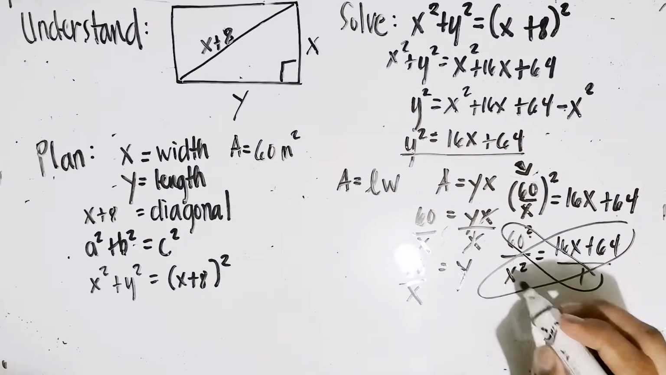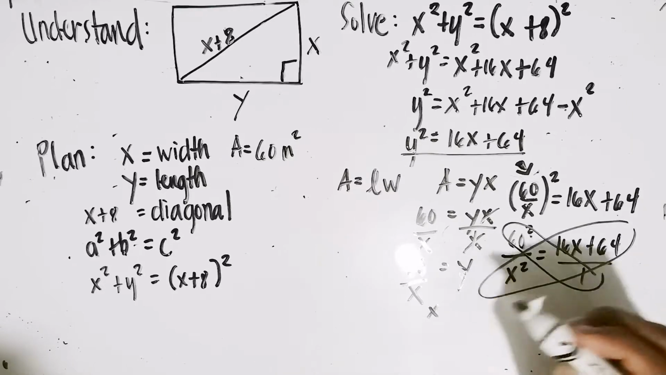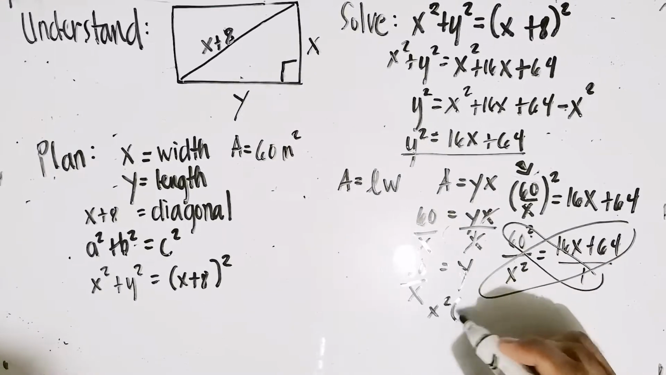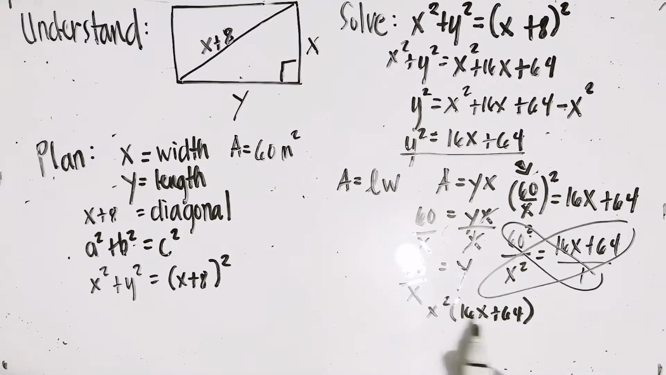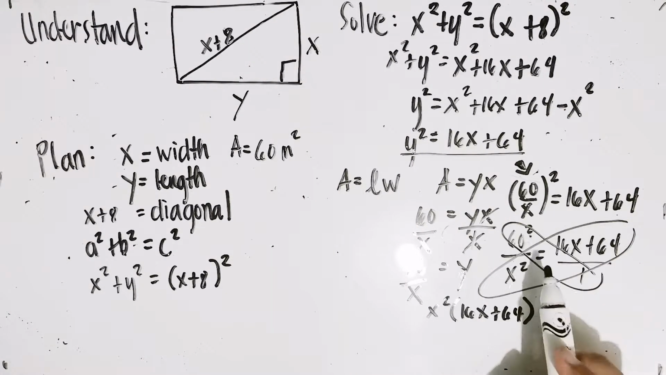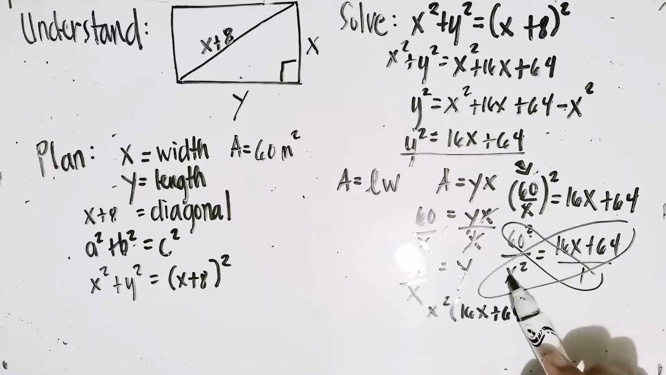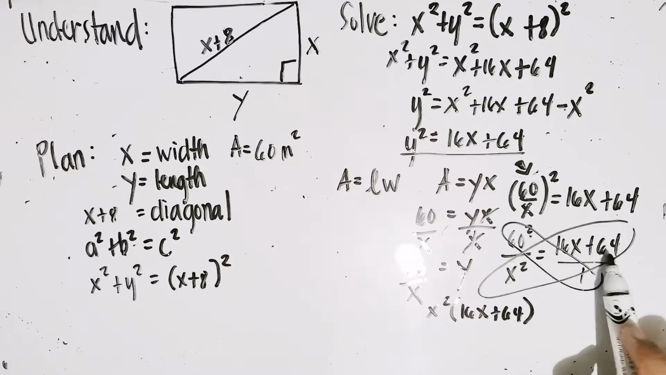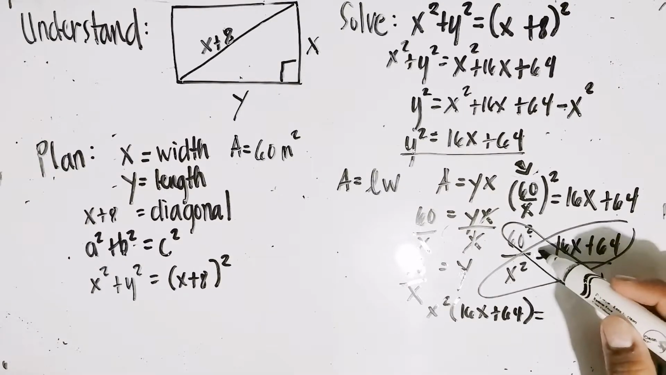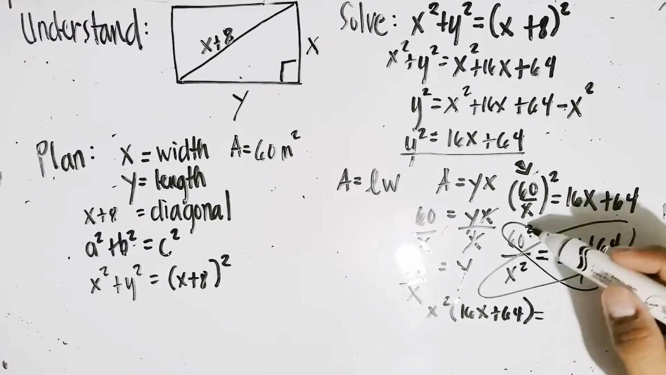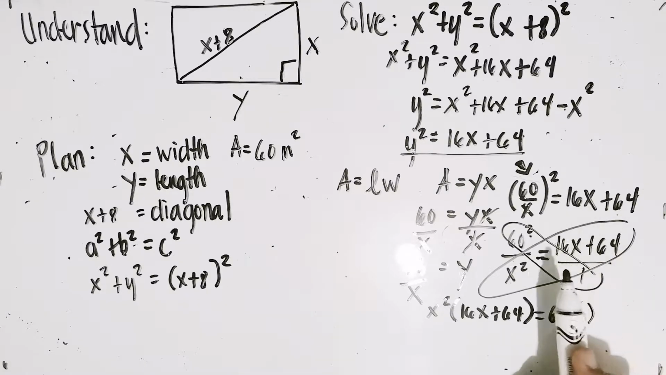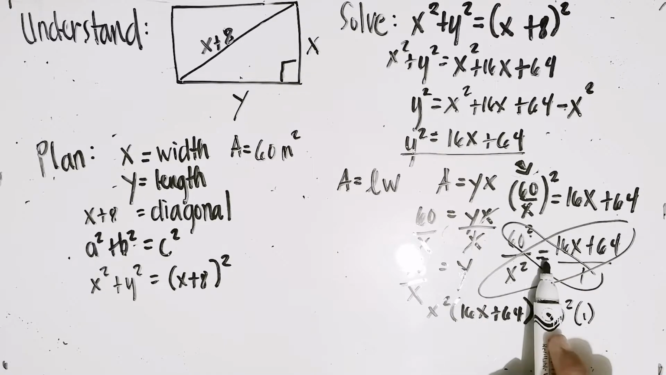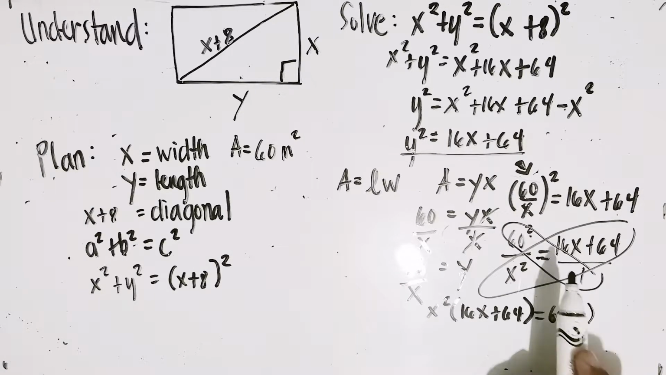We have this one as x squared times 16x plus 64. Again, how did I get this one? So we cross multiply. Numerator times denominator, denominator times numerator. So denominator, which is x squared, multiplied to 16x plus 64 is equal to, copy equal sign on the middle part. We have 60 squared times 1. You can use cross multiplication when the middle sign is an equality or inequality.